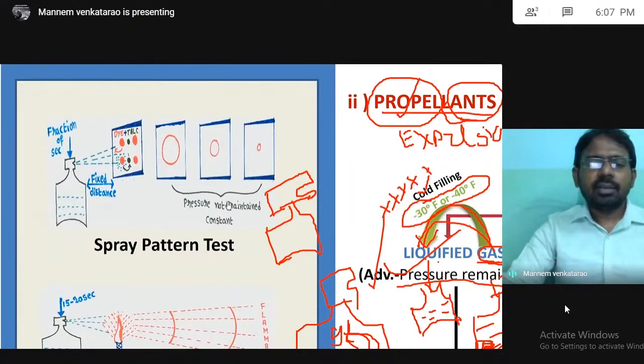Here, this is the example. Now, friends, tell me, compressed gases can show this type of pattern, where pressure is not maintained constant. As the product is utilized, the pressure decreases. The pattern size will also decrease. Okay, this is the spray pattern test. By using the spray pattern test only, we can say whether the propellant maintained constant pressure or does not maintain constant pressure.